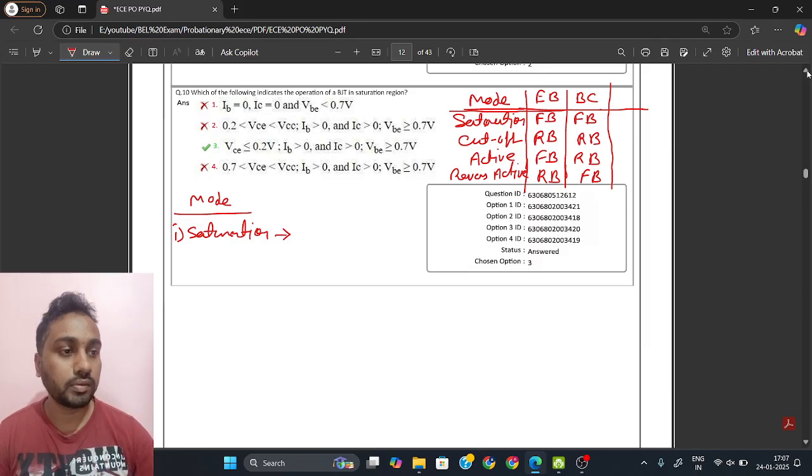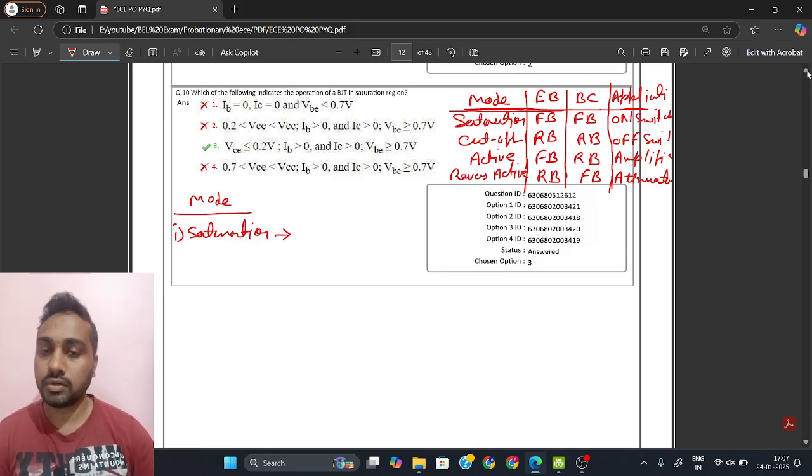Apart from this, you need to remember applications also. When it is in saturation region, then it will work as an on switch. When it is in cut-off region, then it will work as an off switch. When it is in active region, then it will be used as an amplifier. And when it is in reverse active, then it is used as an attenuator. You have to remember this table for any exam. Generally questions will come from here if BJT is there.